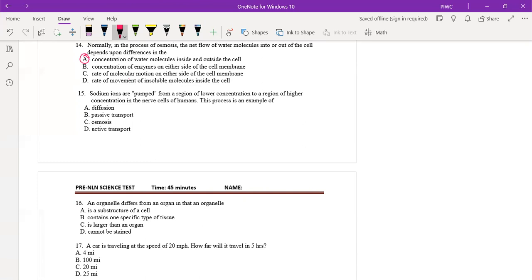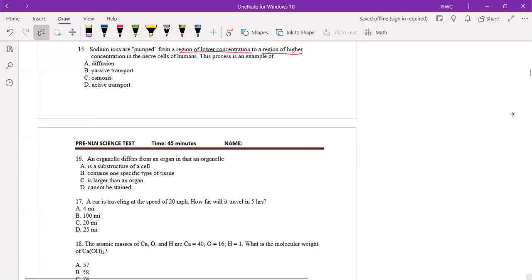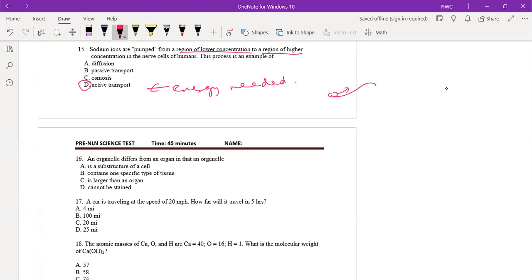so from region of lower concentration to a higher. So how can that process occur? Active transport. Perfect, active transport. You need energy to do that. Energy needed. You're pushing against a concentration gradient. It's like moving something up a hill. You need to push it up.